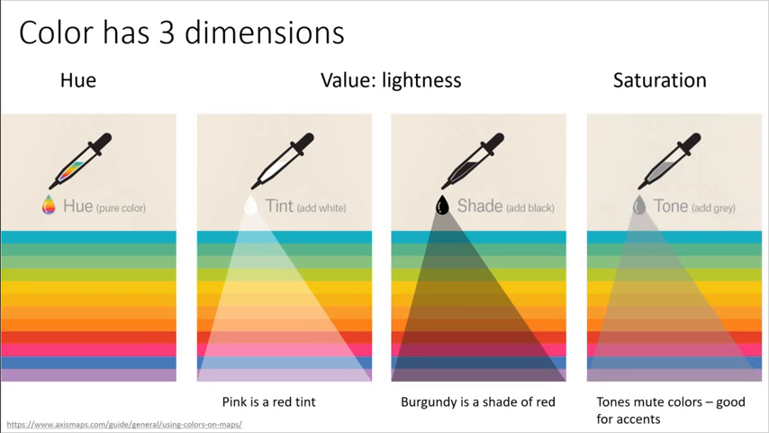Okay, and then we can desaturate colors, which mutes them. Full saturation is the color at its peak color band. This is also called the intensity of a color.